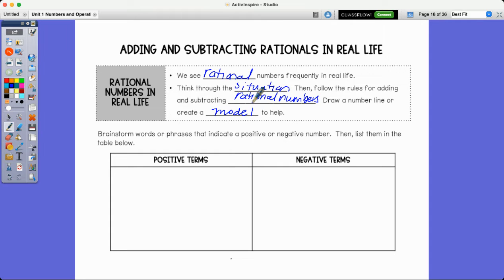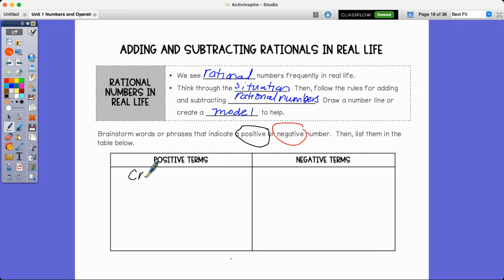So the very first thing we're going to do is brainstorm some words or phrases that indicate a positive or a negative number. I'm going to write all my positive words in black and all my negative words in red. Okay. And then we're going to list them in the table. I'm going to do a couple of them, and I'm going to see if we can add to this when you get to class tomorrow.